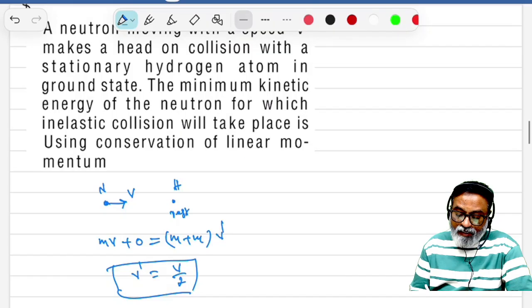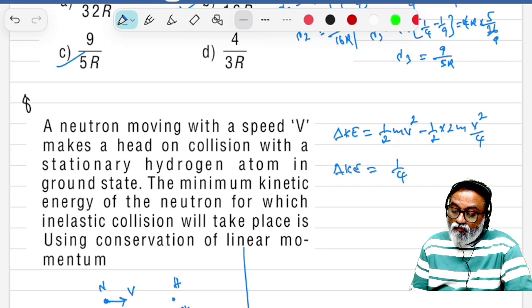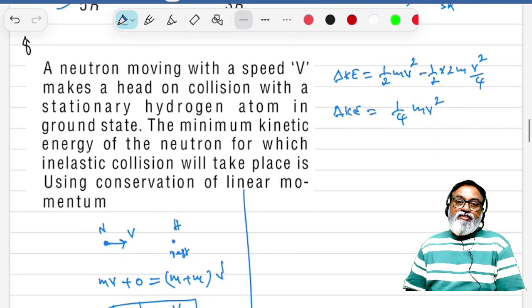Here, the loss in kinetic energy: delta k is equal to the initial kinetic energy, half mv square, minus the final kinetic energy, 1 by 2 into 2m into (v by 2) whole square, that is mv square by 4. Therefore, delta k is equal to 1 by 4 mv square. This is the loss in kinetic energy.